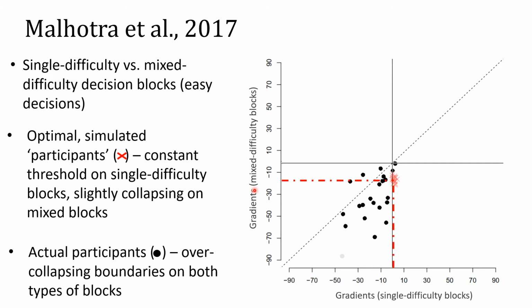Surprisingly, individuals tended to systematically over-collapse their decision thresholds across experimental conditions. So they collapse thresholds more than necessary on the mixed blocks, and use collapsing thresholds even on the single difficulty blocks, when the optimal policy would be to keep the boundaries constant. Now, this was a highly peculiar finding because certain studies found that individuals do not tend to use collapsing boundaries even in contexts where they represent the optimal policy.